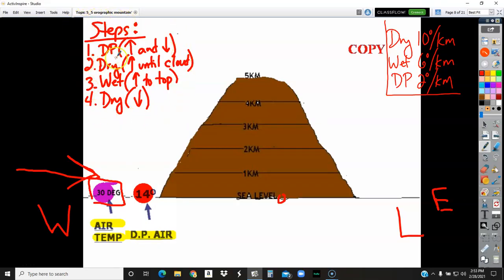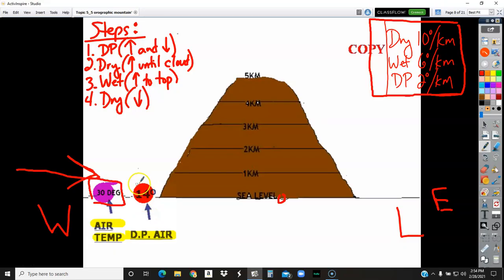So let's go through step 1. The first thing you do is the dew point number, because that's really easy when you go up and down the mountain. So dew point up, dew point down. I wrote the numbers up here in the top right corner. These are those lapse rates I just went over. Dew point, because the air is totally saturated, changes 2 degrees per kilometer. As you go up each kilometer, you take away 2 degrees, and as you come down the mountain, you add 2 degrees. So it's pretty easy.